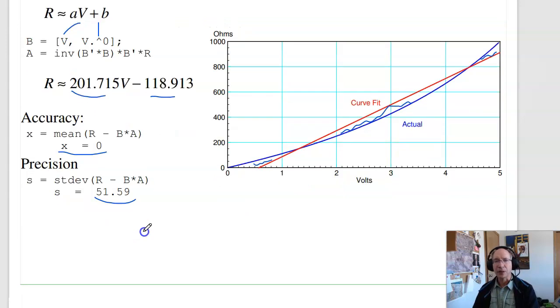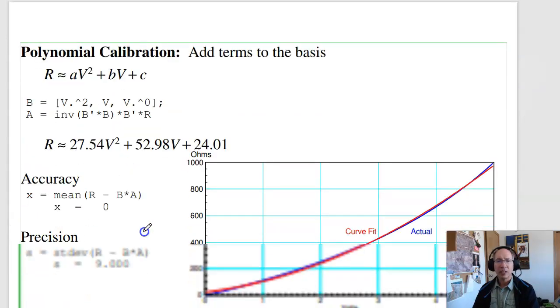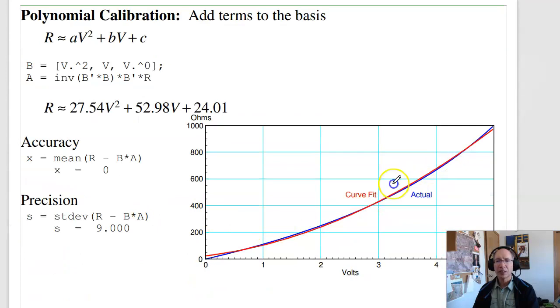Can I do better? Well, if I use a polynomial curve fit, like approximate this with a parabola, I can. So let's use the basis to be V squared, V, and 1. Now recalculate A, and what I get is 27V squared plus 52V plus 24. That gives you the red line. And notice that once again the accuracy is 0, the precision is much smaller. So this is a better curve fit. And if I add more and more terms, I can get more and more accurate.